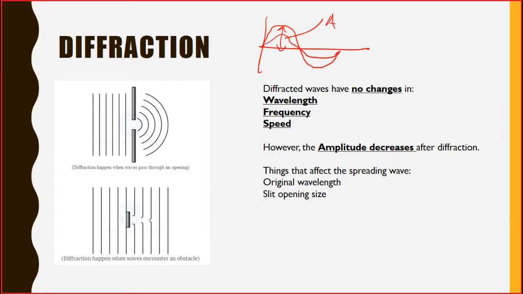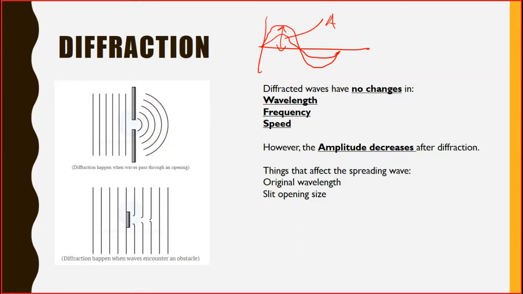Right? So the things that are going to affect the spreading of the wave: the original wavelength, so the tighter the wavelength, the more spread there is going to be, and also the slit opening size. If the slit is very, very narrow, the spreading is going to be much more dispersed. If you are making more room, then the dispersion is not going to be that big.